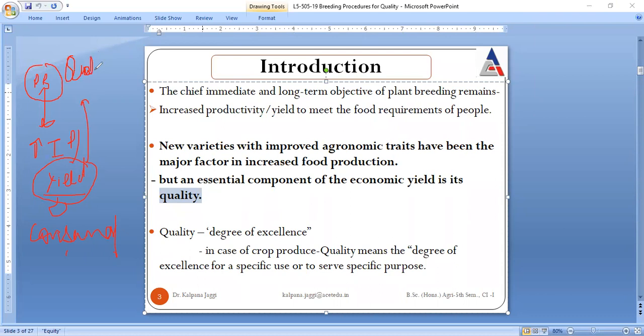So despite the yield, a very essential component of economic yield is its quality. So we can define quality. Quality is what? Quality is a degree of excellence. But when we talk about a crop produced, then quality is the degree of excellence for a specific use or to serve a specific purpose. That means when we are talking about quality in terms of crop plants, that quality is related to a specific purpose only, right?